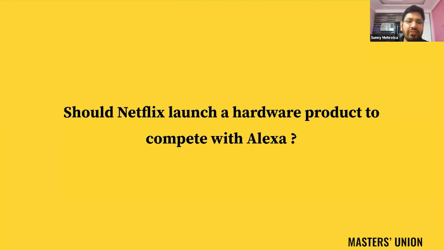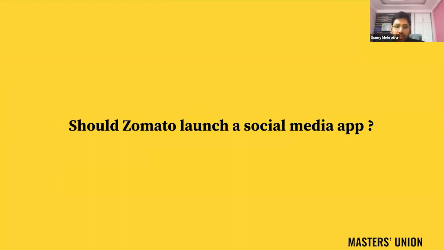And we have very similar questions when we think of other apps, other companies. Maybe the next question that we have is, should Zomato launch a social media app? Now, again, the same thing. What is Zomato doing? If you all remember, way back in the last decade or so, when they were just a restaurant search app, they had this social content where you created your profile and left your reviews.